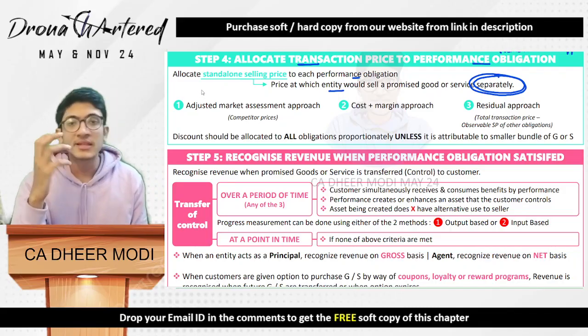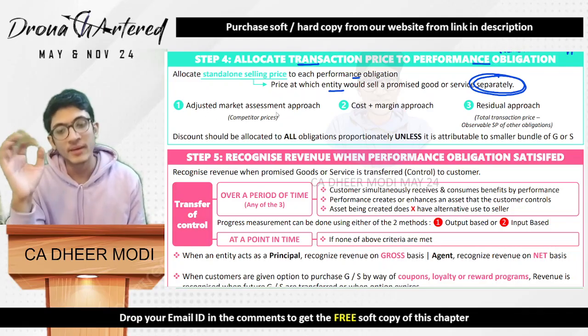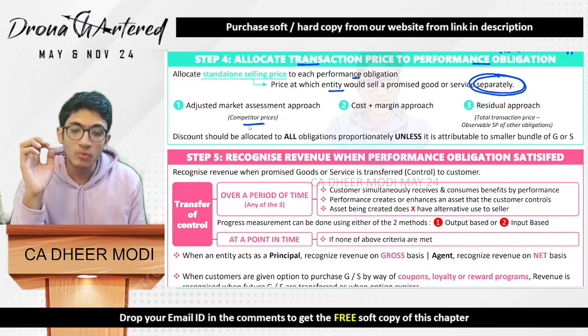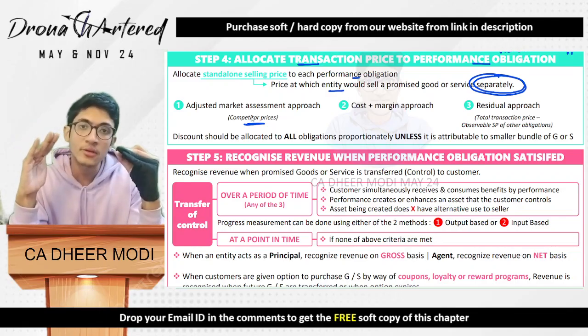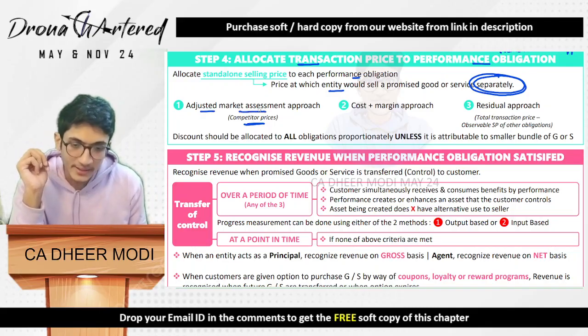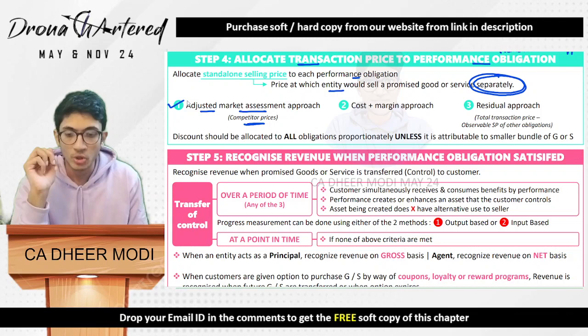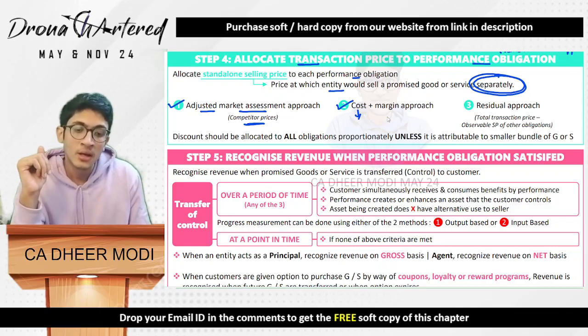So basically, there are three approaches to it. Your first is the adjusted market assessment approach. Basically, you see at what price the competitor is selling, and if there are any changes that you are making, then you will have to adjust it. So therefore, it is the adjusted market assessment approach: what price the competitor is selling at. Second is the cost plus margin approach. That is how much cost you are taking plus whatever margin.